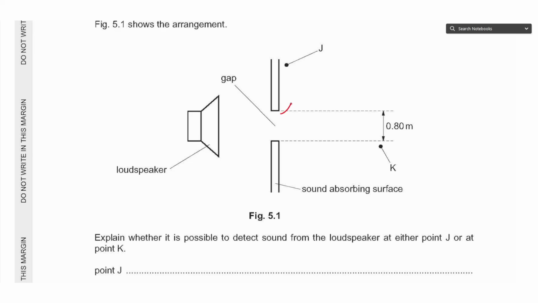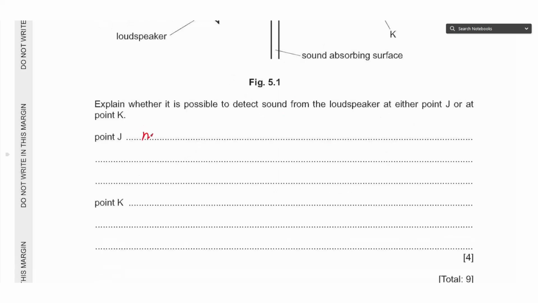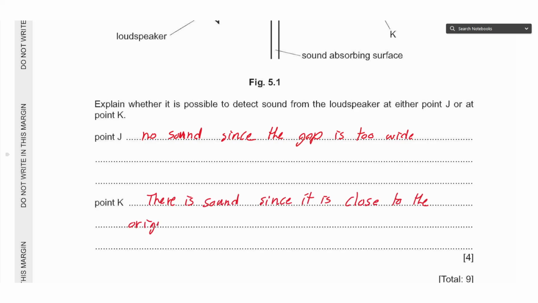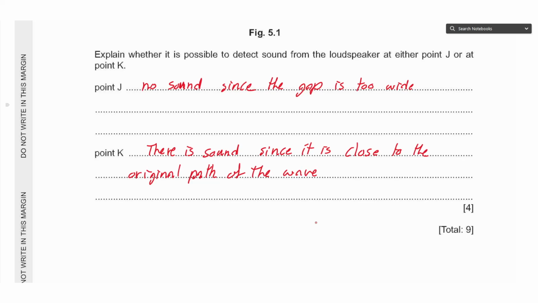So at J, the sound has to spread with a large angle to reach J, but for K, the spreading is with a very small angle, so it can reach K. There is some diffraction going on here, but not as much as to reach point J. So at point J, no sound, since the gap is too wide for that, and at K, there is sound, since it is close to the original path of the wave. So there is a little diffraction going on to reach K, but not enough to reach J. And this is due to the wide gap that the wave has to pass through.